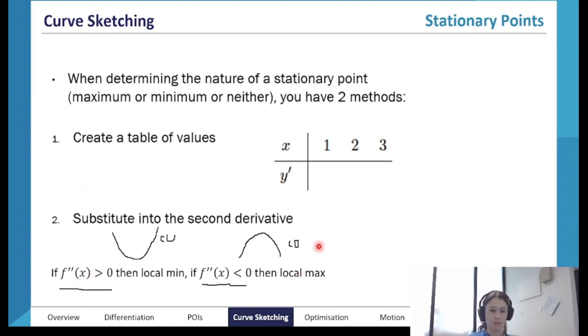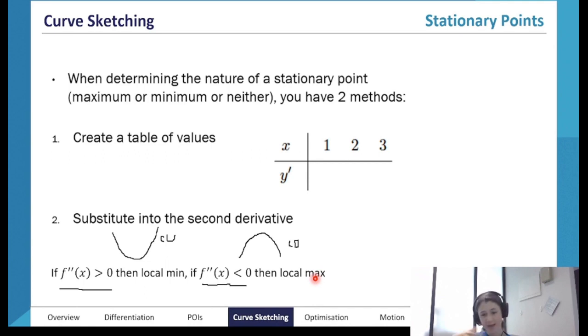You can either remember these two rules by remembering this process, or the way that I remember them, which probably isn't that helpful, but I couldn't think of any other way, is that it's the opposite of what you'd expect. If the second derivative is positive, then it's a local minimum. And the same thing here: if the second derivative is negative, then it's a local maximum.